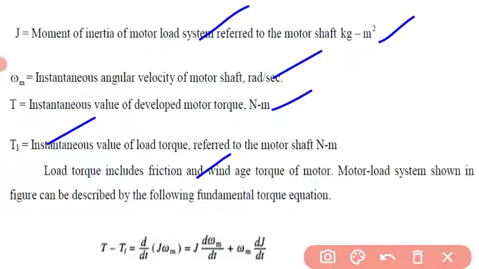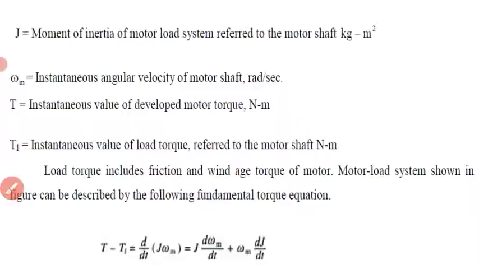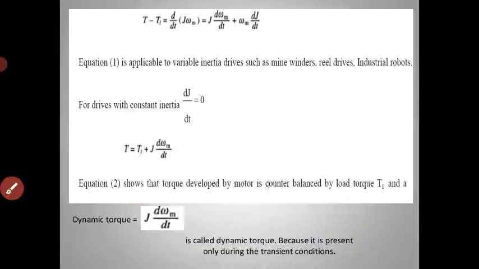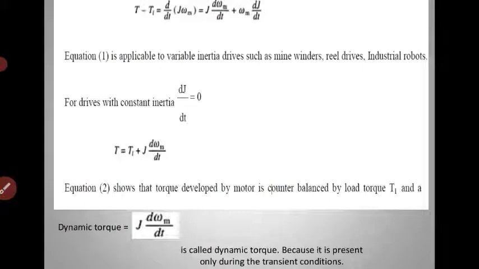Motor load system shown in figure can be described by the following fundamental torque equation. So here the fundamental torque equation, T minus TL is equal to d by dt of J omega m, that is, J d omega m by dt plus omega m dJ by dt. Now this expression is applicable to variable inertia drives such as mine winder, reel drives, industrial robots.